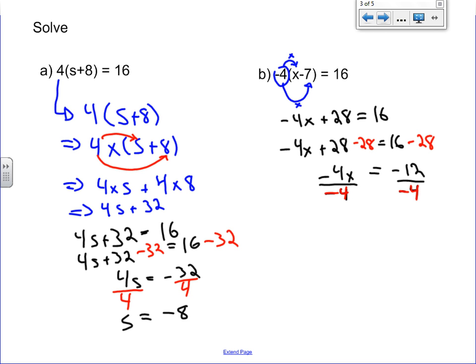So negative 4 divided by negative 4 is just 1. 1 times anything is just itself, so we're left over with an x. Negative divided by negative is a positive. 12 divided by 4 is a 3.